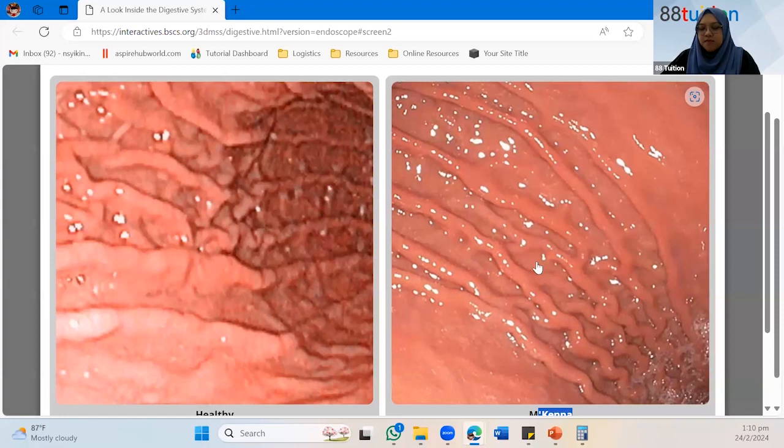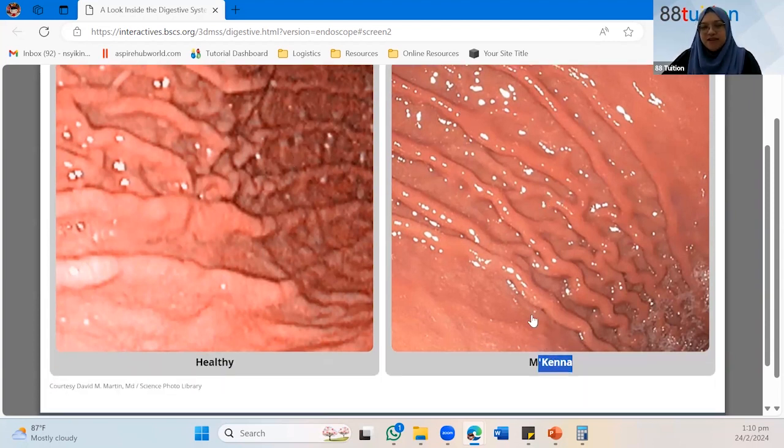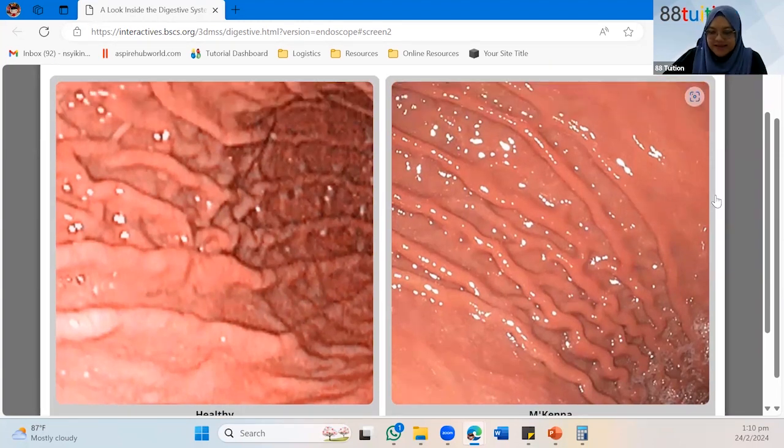Maybe I had students in the last class telling me, "Chai, I prefer the McKenna stomach." Like, hey, but McKenna, I don't think has a healthy stomach. Healthy stomach should look like this. Maybe less wrinkles means there's going to be less muscles there. So maybe the stomach cannot churn very well, cannot mix the food very well, even though it looks nicer.